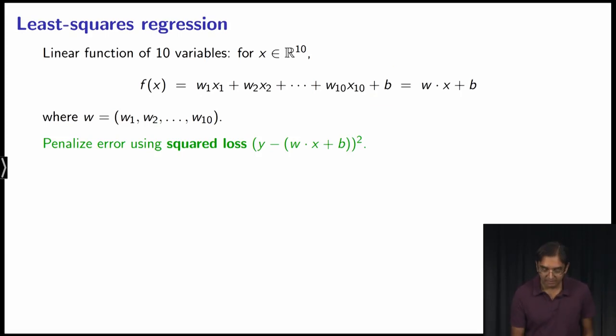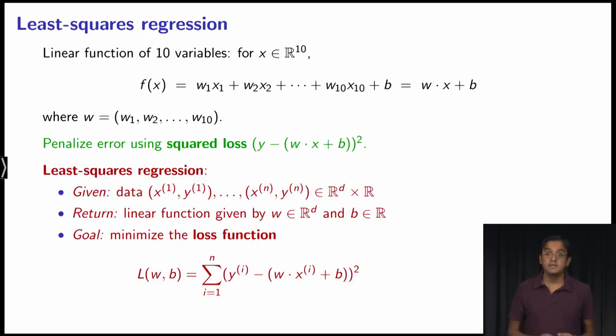Now, on any given point x, our prediction is going to be w dot x plus b, and the correct value is y. So the error, we have to figure out some way to penalize it, and we're going to use squared loss, so the squared difference between the value we predict and the actual value. Okay? And this leads immediately to the least squares regression problem.